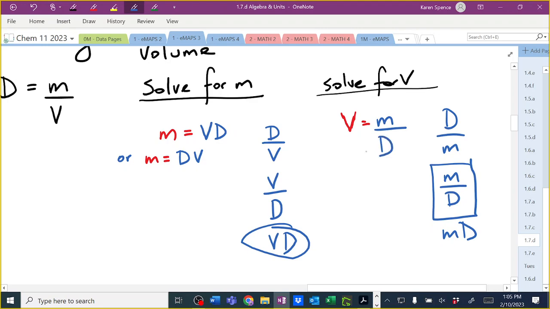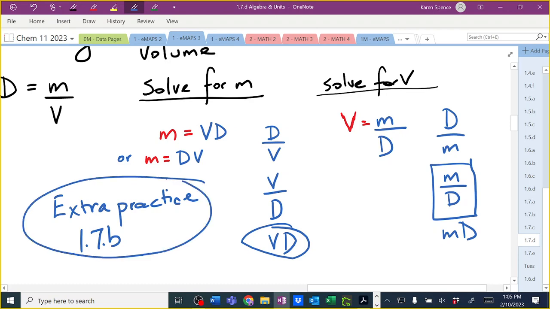Okay, now let's say that you found that challenging or you had to think about it hard. If you found that challenging or you got it wrong or you have to think about it hard, there's extra practice 1.7b. All right, if you found it easy, then don't worry about it, don't do it. Just if you found it challenging, 1.7b would be the thing to do. So that's the first part, and the equations will get progressively a little more complicated, all right?